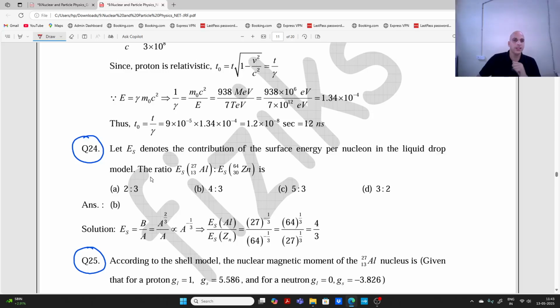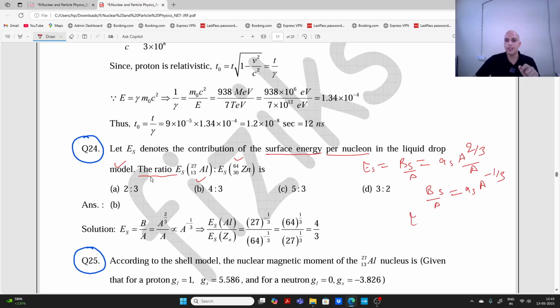You can see here, let ES denote the contribution of surface energy per nucleon in the liquid drop model. Then the ratio of ES for these two nuclei. We know surface energy Bs is equal to A surface energy into A power 2 by 3. But they are saying ES is equal to Bs upon A, per nucleon. So divided by A, you will get Bs upon A, that will give you As into A power minus 1 by 3. So you can say Es is directly proportional to A power minus 1 by 3.